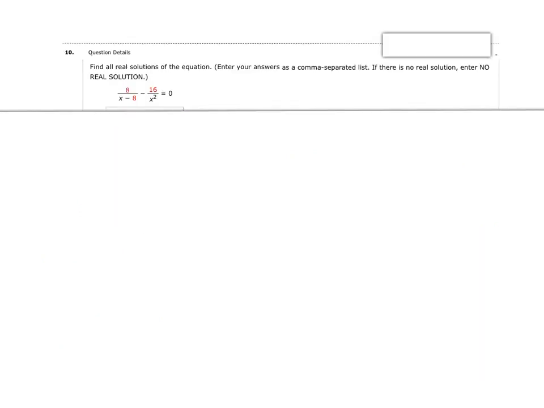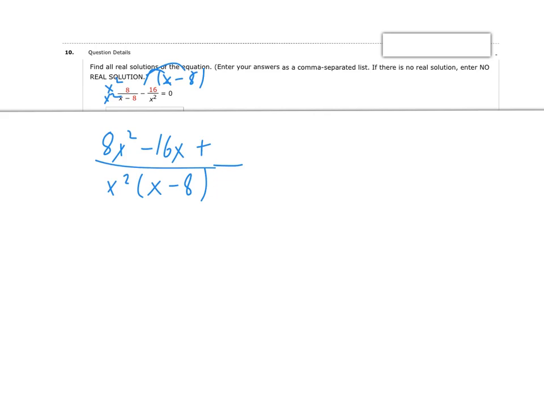All right, next up here, we'll work on number 10. So now we're going to do some fractional equations here. So I always like to do these by getting a common denominator first. So I'm going to multiply this one by x squared. I'm going to multiply this one by x minus 8. Now I'm going to have that common denominator of x squared times x minus 8. And so over here, I got 8x squared. And over here I have to distribute the negative 16, so minus 16x. And then plus, let's see, it's going to be 128. Okay, and then that's going to equal 0 over 1.